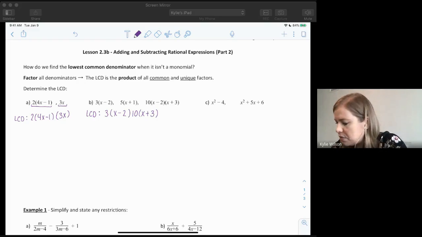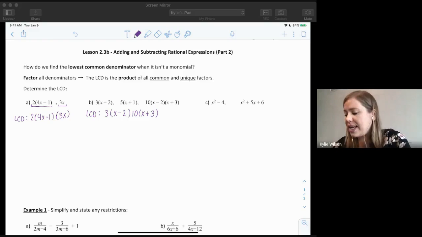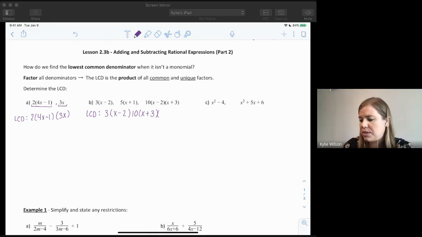And finally, for my middle one, I already have 10, and I can get a 10 from 5. I could just multiply it by 2. So we don't need to include the 5, but we do need to include the x plus 1. Now let's say you didn't notice that and you did include the 5. You will just have an extra factor of 5 running through. It's not the end of the world. Things will simplify at the end, so it's not a huge deal. It just does make your math simpler if you have the lowest common denominator. So that's our second example.